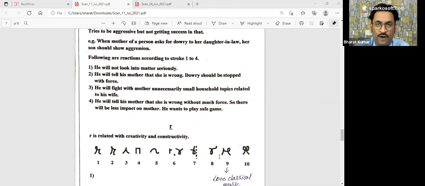Type 5 of R is generally found in cursive writing. These people are lazy in creativity and constructivity. Yes, brainy Japanese, yes. So type 5 of R, they have good knowledge and creativity, but they are lazy. Is there anyone who is using type 5 of R? No one. In type 6 of R, who is using? I think many of you might be using it many times. Type 6, anyone?